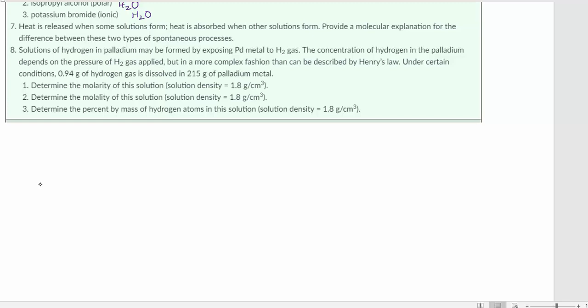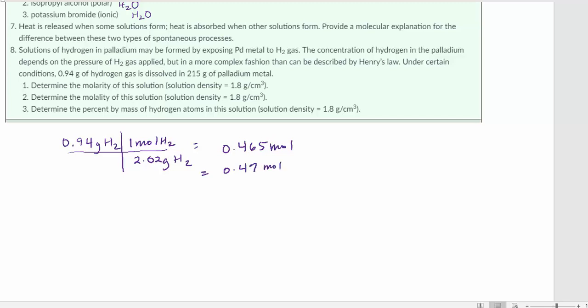So I'm going to start by calculating how many moles of my solute I have. So I'm going to take 0.94 grams of hydrogen gas, and I'm going to divide that by the molar mass of hydrogen gas. And I get 0.465 moles. Now, if I'm paying close attention to sig figs, I have my 2 significant digits on my measured quantity, 0.94 grams. So I really should only have 2 for my moles. In order to avoid some excessive rounding error, I'm going to leave 3 for now.